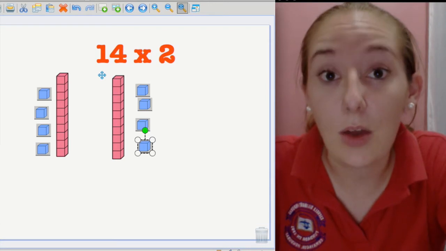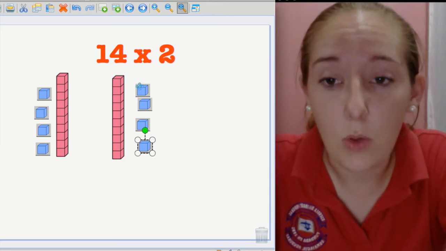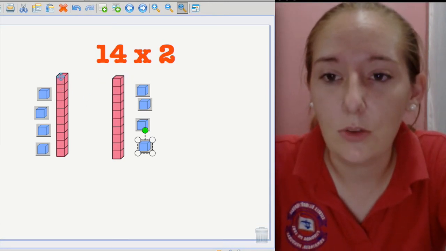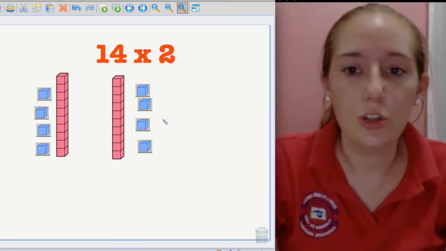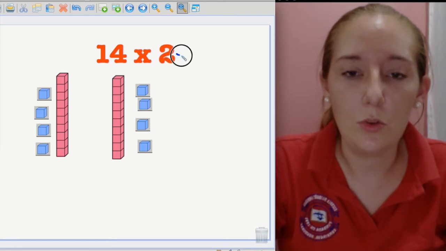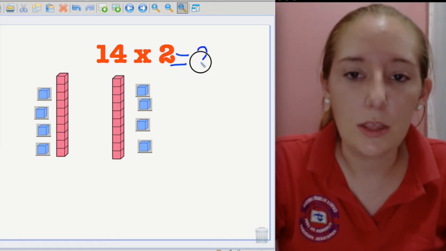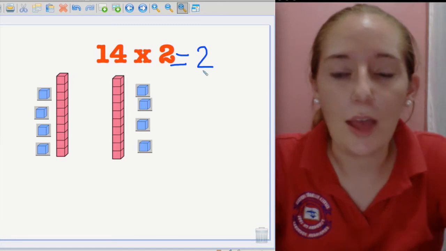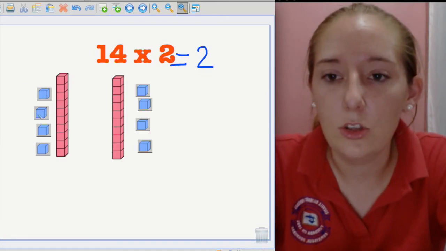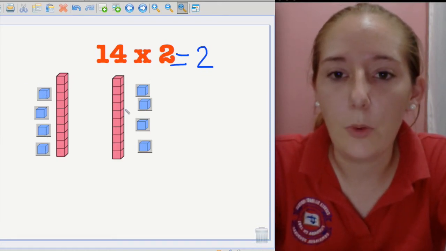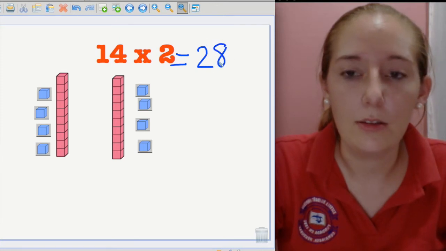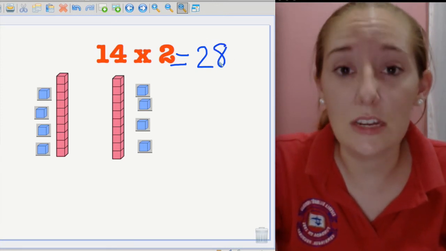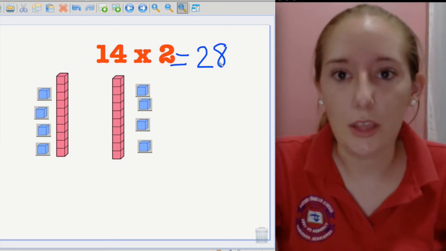Okay. Now, if we want to find that answer, all we would have to do, we would look at the tens place. We've got 2 tens, so we could write a 2 in the tens place, so equals 2 in the tens place. And let's see how many ones we have. We have 1, 2, 3, 4, 5, 6, 7, 8. 8 ones. We would write an 8 right here. Okay, so we can say that 14 times 2 equals 28.